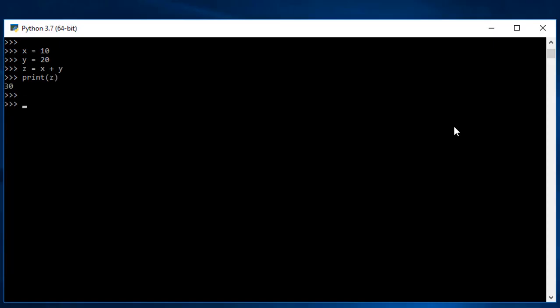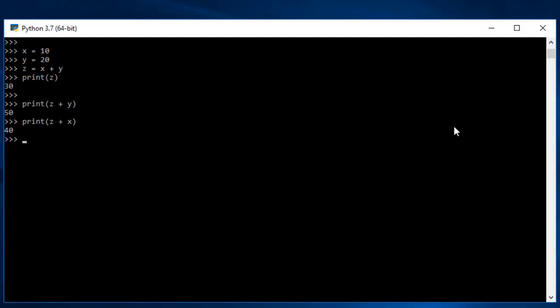What if I need to perform addition with z itself and then store the value? What I am saying is I need to perform z equals to z plus x. How can I do that in short form? Here the z value is now 30 and the x value is 10. So the result will of course be 40. Let me print that so we can remember what I was trying to do. I was trying to do z plus x in simple terms.